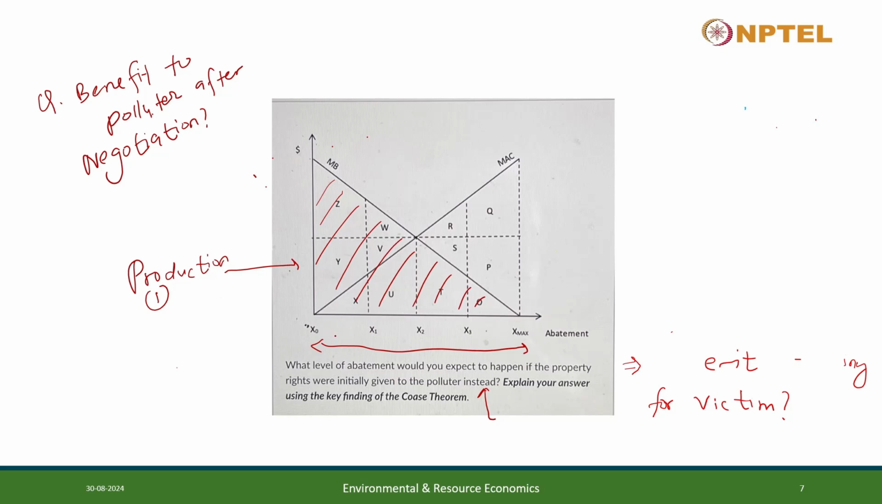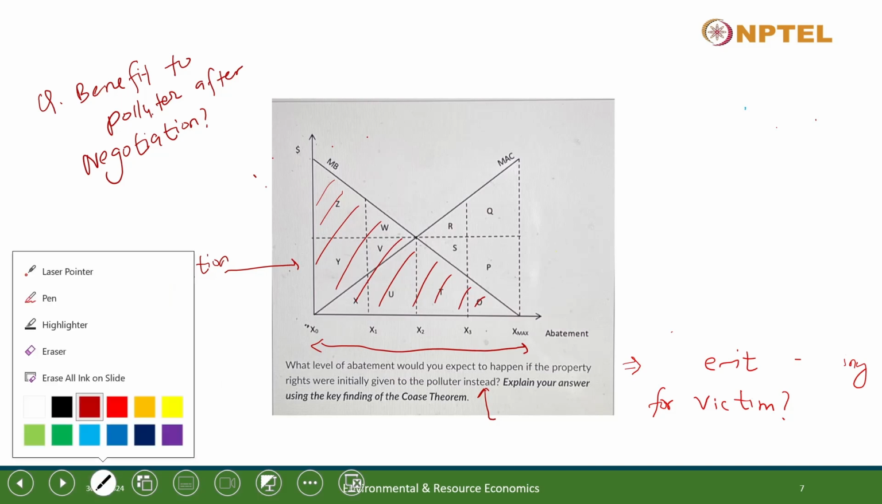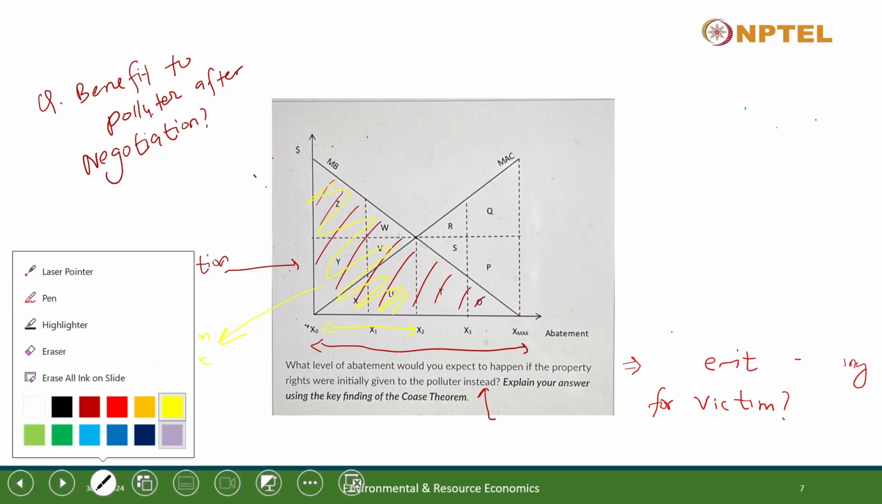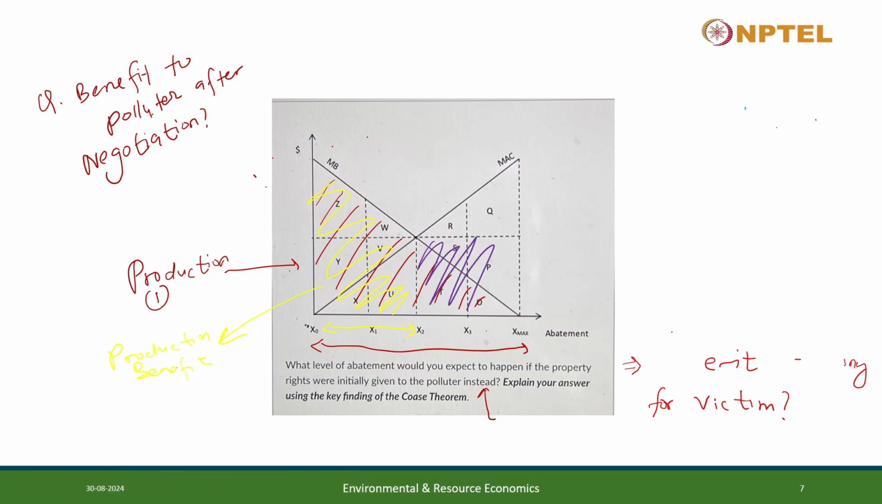However, when there is negotiation, only till this point will the production be done. So this will be the benefit out of production. Production benefit, right? However, since the bribery is given, this area is the bribery. This much of bribery is given. So the extra area will be area S and area P. So after negotiation, S plus P area will be the extra benefit.